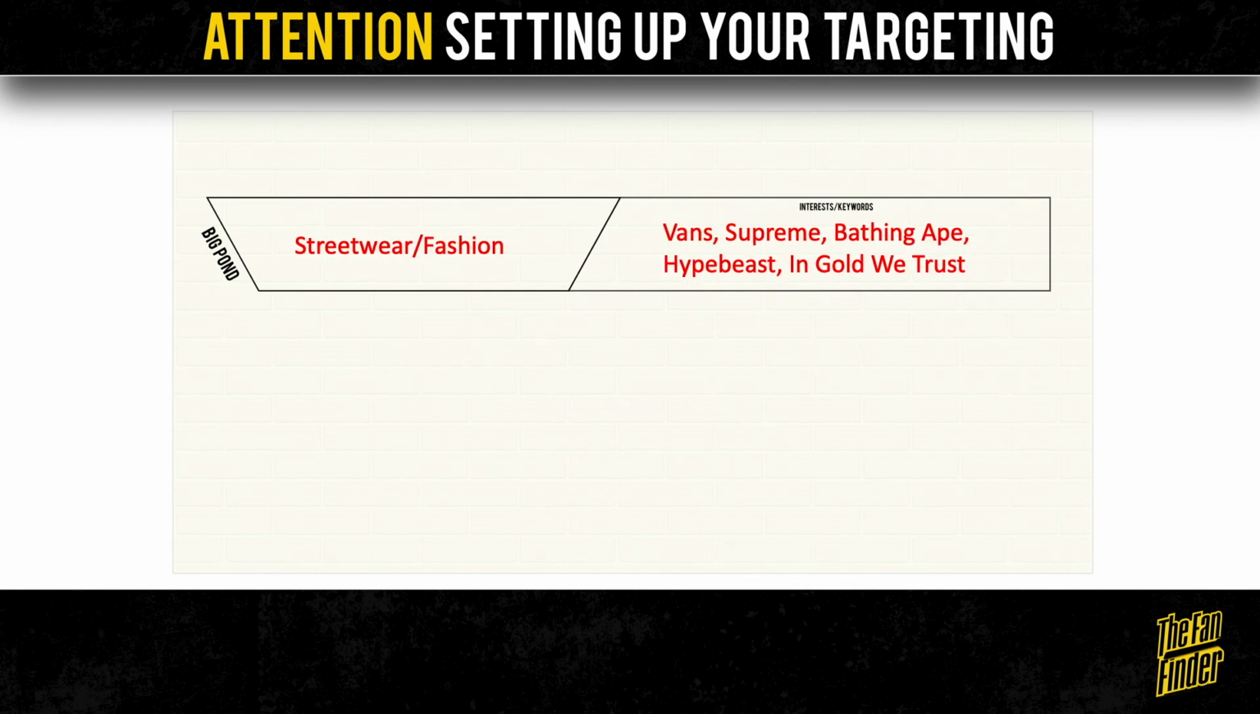So how could I reach an audience like that? We saw Vans, Supreme, A Bathing Ape is a brand. Hypebeast is a really big magazine about fashion, about streetwear. In Gold We Trust is an awesome streetwear brand, which I like. So you set up your targeting, your interests, by using brands, magazines, those kinds of things, okay?